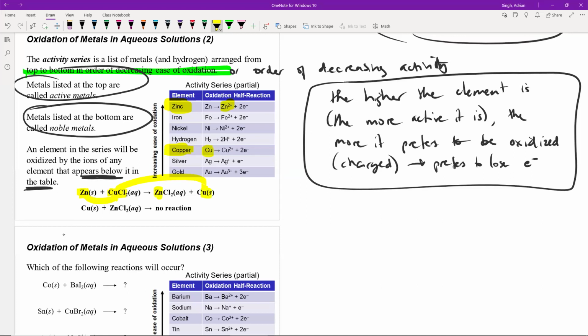of +2. If you were to do the opposite, if you had copper metal and zinc fluoride, well, the zinc is already in the ZnCl2, right? This is already has a charge and oxidation number of +2. So there's no need for it to be oxidized. It's already oxidized, so we won't see any reaction occurring there.